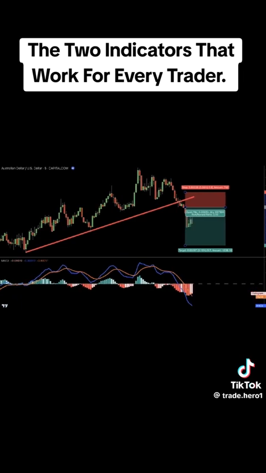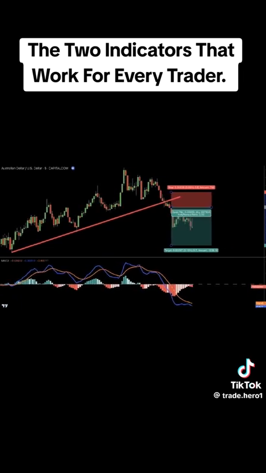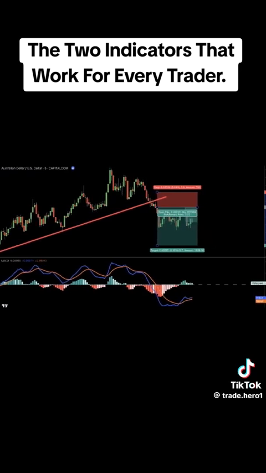This example shows how trend lines and MACD can work together, but the real power comes from combining them with multi-time frame analysis.